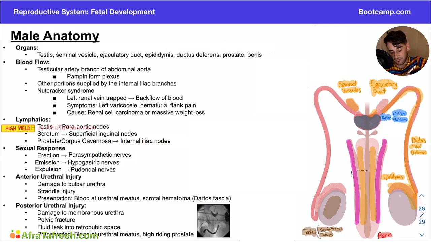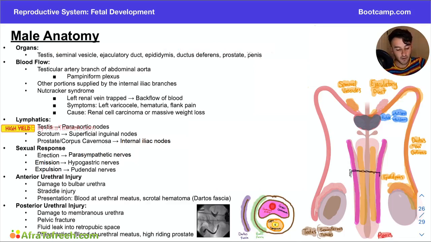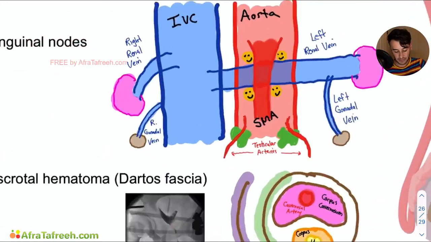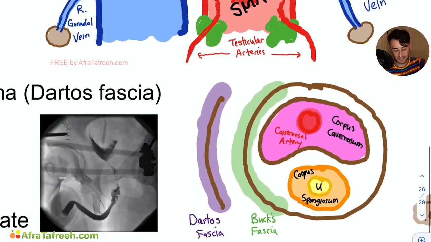So let's imagine if we were to take a cross section here of our penis along its shaft, what would it look like? And if we zoom in here to get a better look at this cross section, we're going to see we have the corpus cavernosum, which was our pink structure, and then we're going to have our orange corpus spongiosum with our urethra running through the middle.